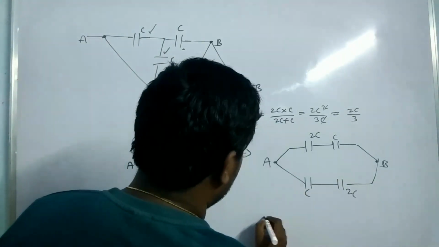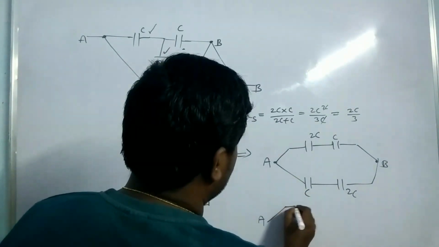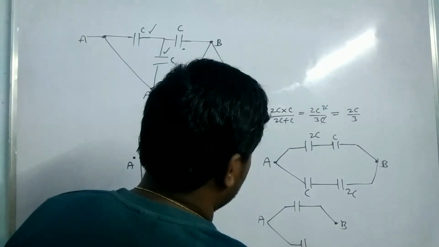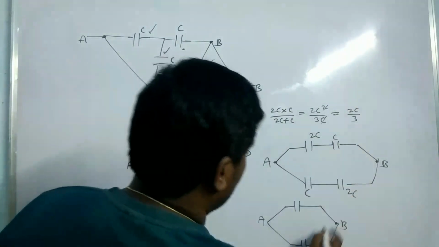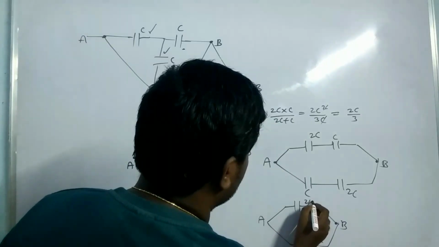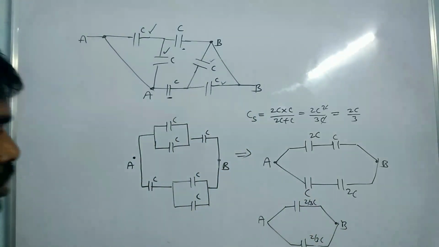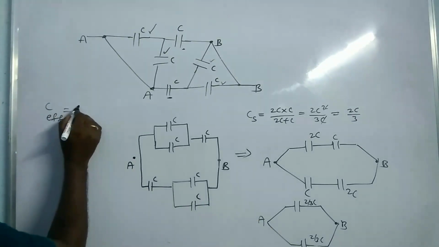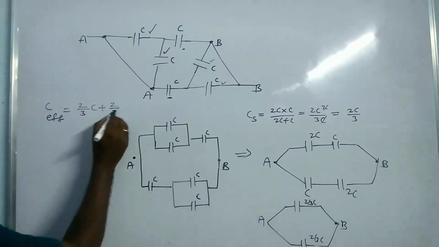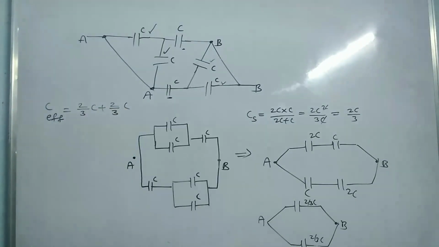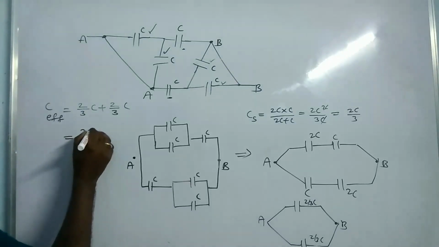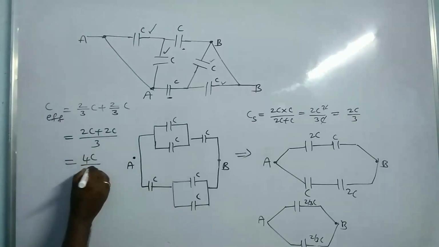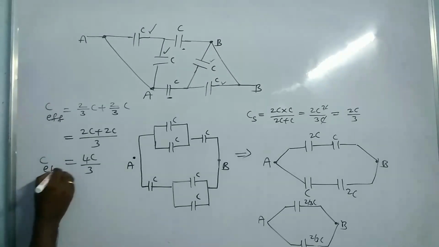Here there is a capacitor. In the rearrangement of the circuit, here there is a capacitor which is 2 by 3 C, and another 2 by 3 C. So these two are in parallel. How can we calculate this? C effective is equal to 2 by 3 C plus 2 by 3 C. Taking 3 as the LCM, 2C plus 2C by 3 is equal to 4C by 3. So this is the C effective.